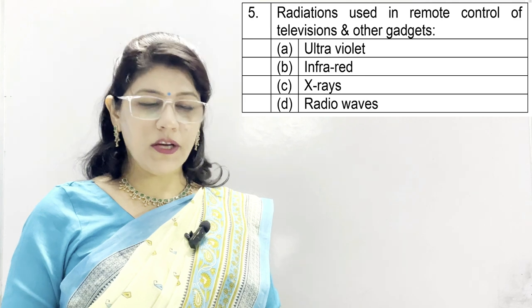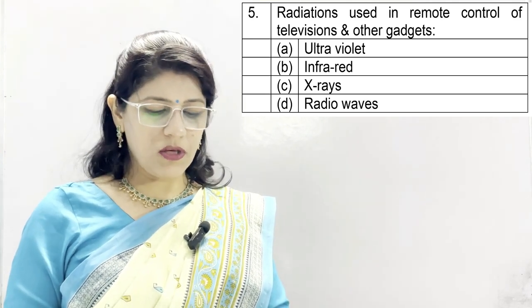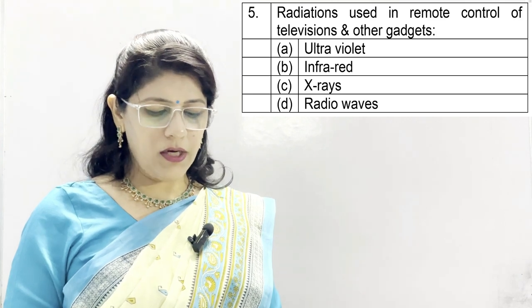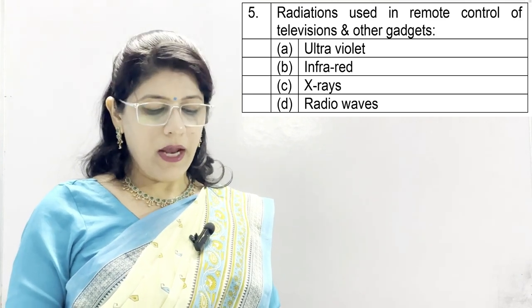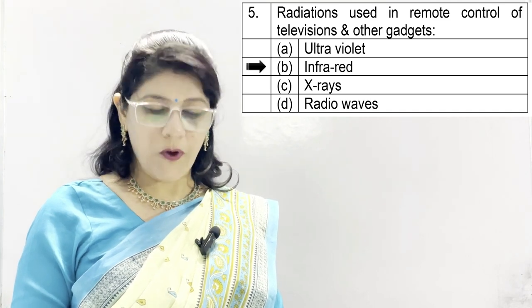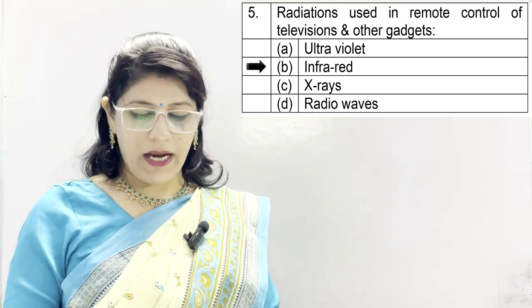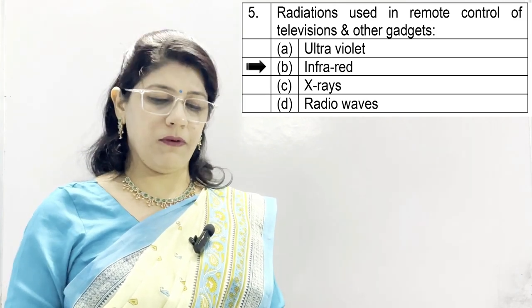Question number 5. Radiations used in remote control of televisions and other gadgets. Options given are ultraviolet, infrared, X-ray and radio waves. And the correct answer is option number B, which is infrared radiations, because they travel in a straight line with the speed equal to speed of light and can be easily detected by TV.